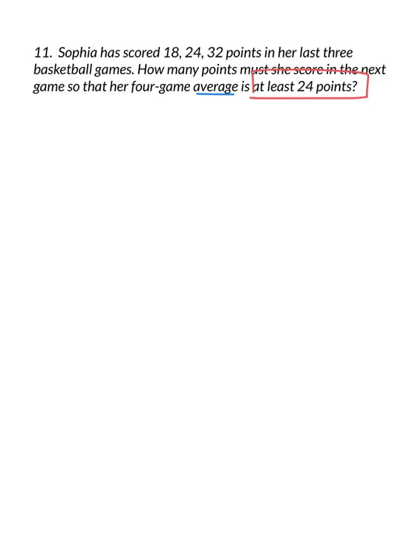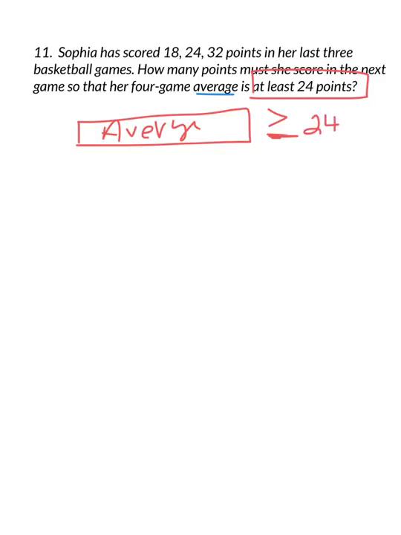Okay, at least means it's got to be 24. It's got to equal 24, but it can also be more than 24. So I'm going to take out a piece of that equal sign, and whatever I put together here has got to be at least, whatever I put together over here, the average has to be at least equal to or bigger than 24 points. Can't be less than that, 24.